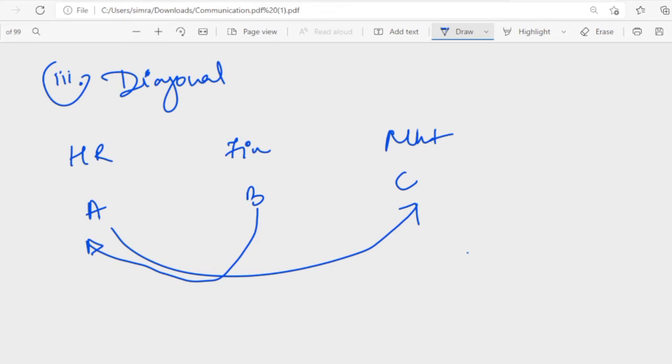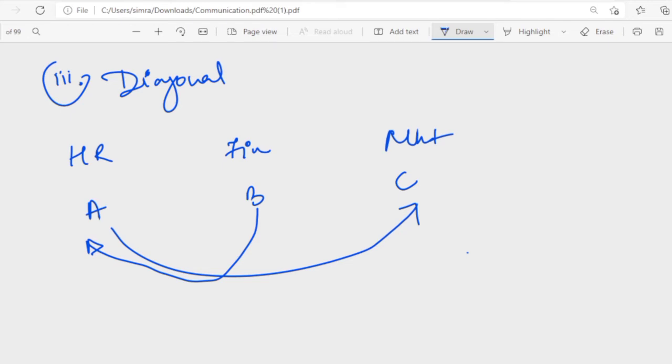So irrespective of the post, irrespective of your position, of your grade, and irrespective of your department, when you're communicating with such persons or such employees or such people, that is known as diagonal communication. Diagonal, how do we remember diagonal as? An X. It's like an X. So similarly, just remember diagonal means when you're talking with anyone within the organization, irrespective of their post, position, department, etc. Okay. Diagonal communication is also known as crosswise communication.